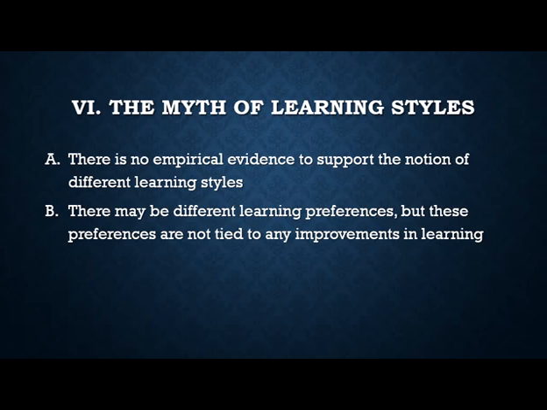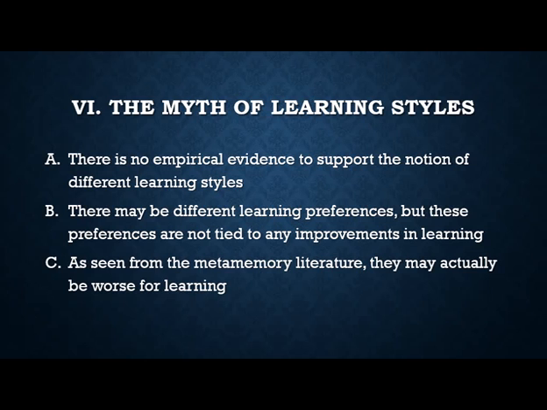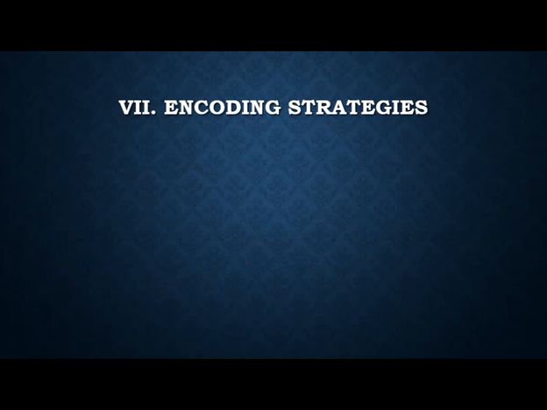But some of the ways in which people prefer to learn are not actually tied to any improvements in learning. And so it's an important question about what kind of learning we're doing and whether or not it's actually associated with any learning outcomes. So there's some things people like to do, but that doesn't mean that they're resulting in better memory. As we see from the meta-memory literature, some of these things may actually be worse for memory. That is, if we cater to people's learning styles, we may actually be disadvantaging them by making things seem easier to remember when in fact they might not be. So, again, figure out what works for you, but don't get wrapped up in this idea of learning style.